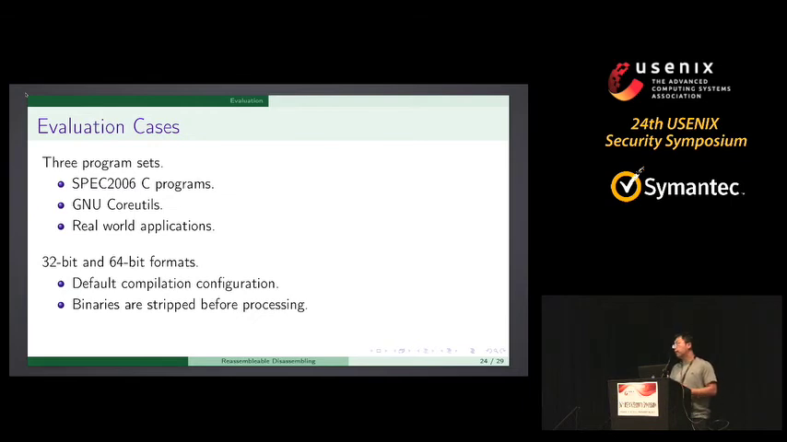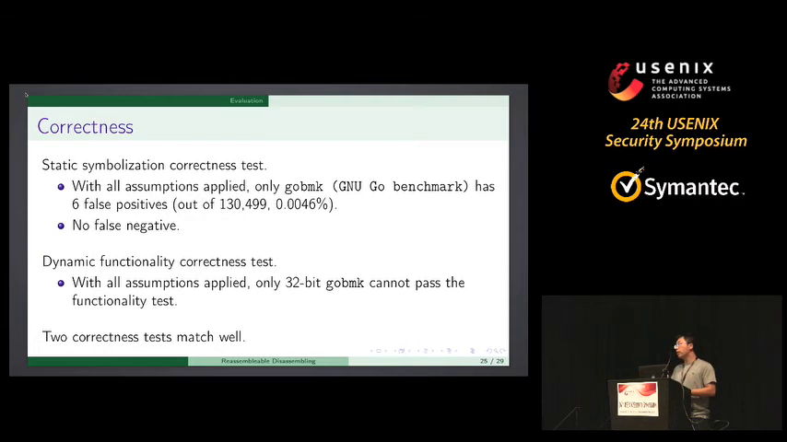Our test cases will be stripped before processing because we want to evaluate the capability of our approach on legacy and stripped binaries. In total, we have evaluated 244 binaries in our evaluation step. Our evaluation consists of two steps, the correctness test and the cost evaluation.